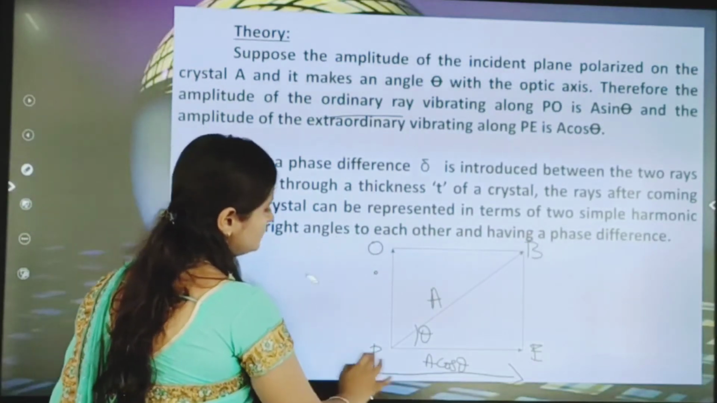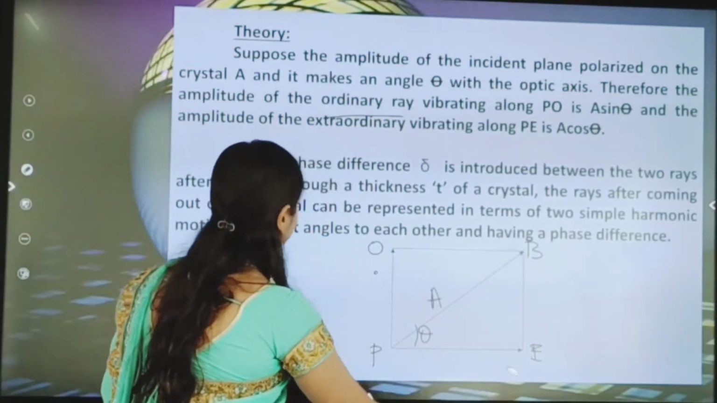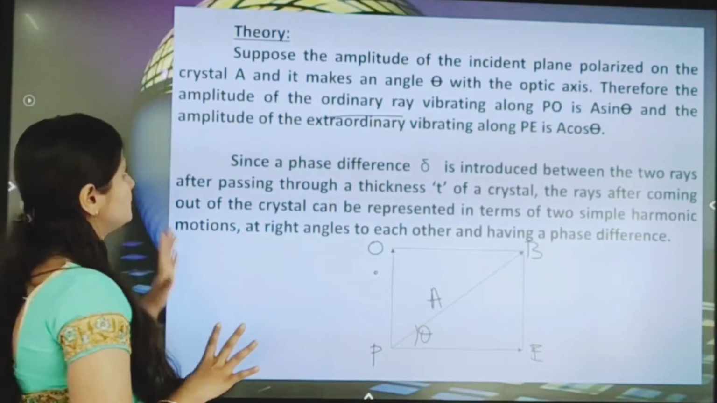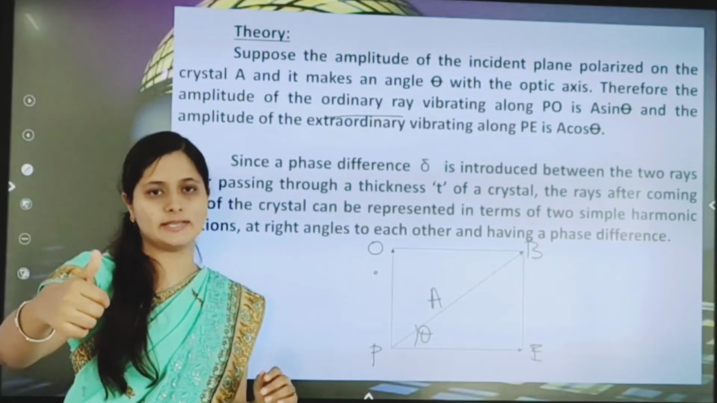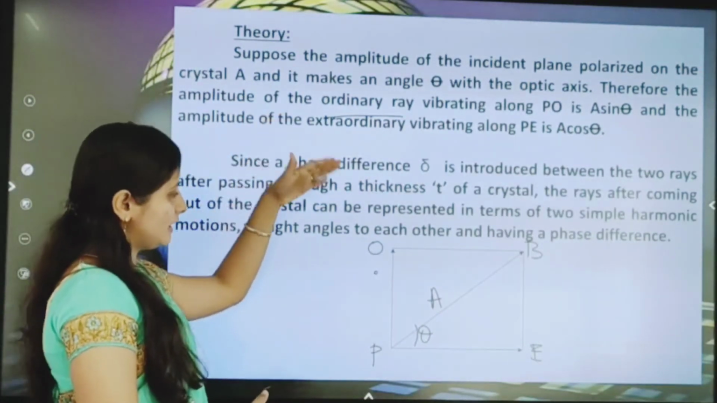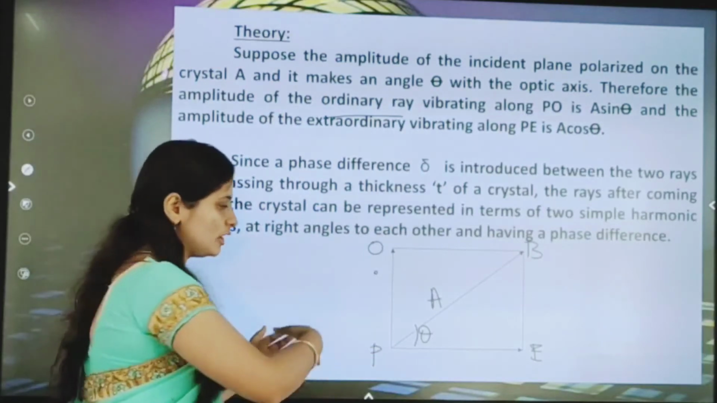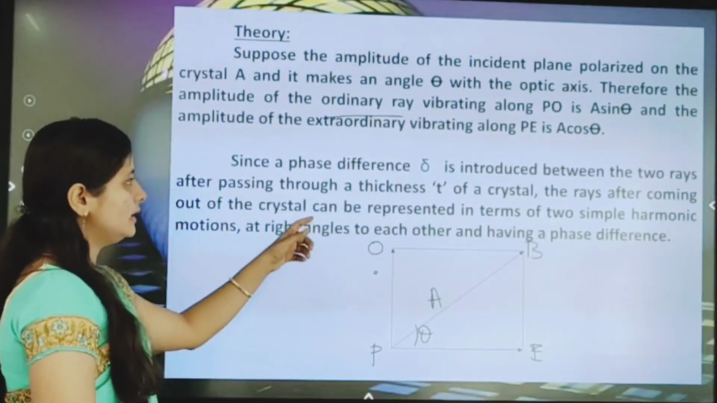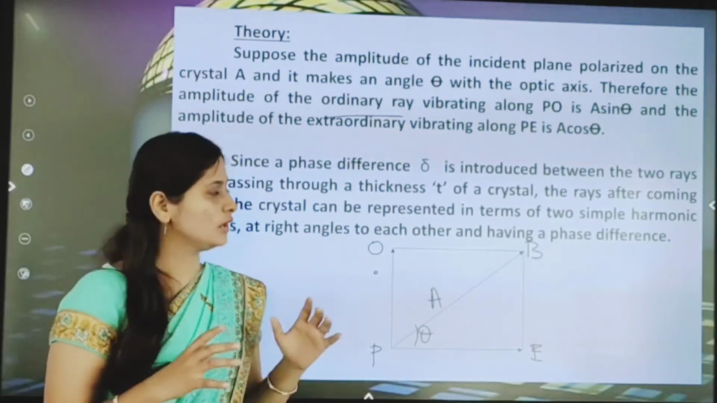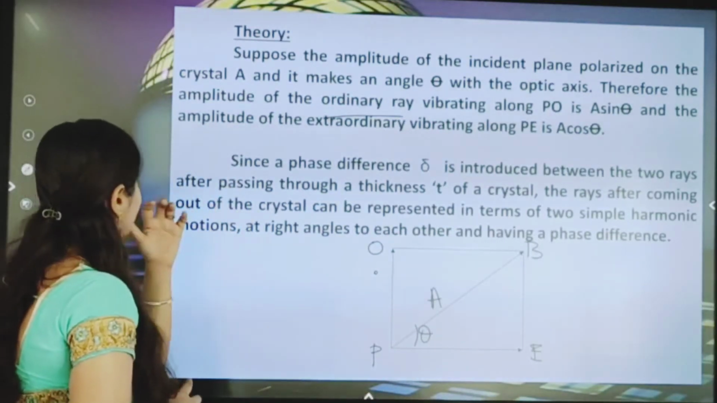See here. Understood? Here the amplitude is A and the angle is theta. The vibration of the ordinary ray is along PO and of the extraordinary ray along PE. Here it is A sin theta, here it is A cos theta. Okay, let's move to the second paragraph.